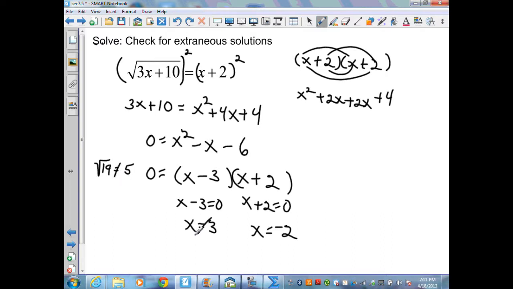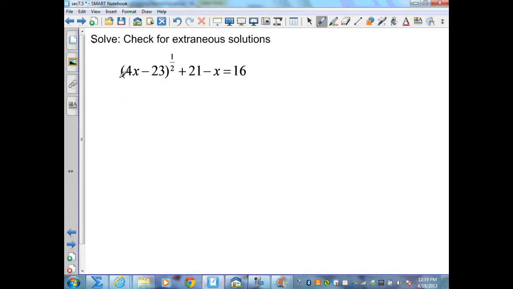They are not equal, therefore that is extraneous. Negative 2. Negative 2 times 3 is a negative 6, plus 10 is 4. The square root of 4 is 2, equals a negative 2 plus 2 is 0. They are not equal. Therefore, this is extraneous, and my solution is the null set.